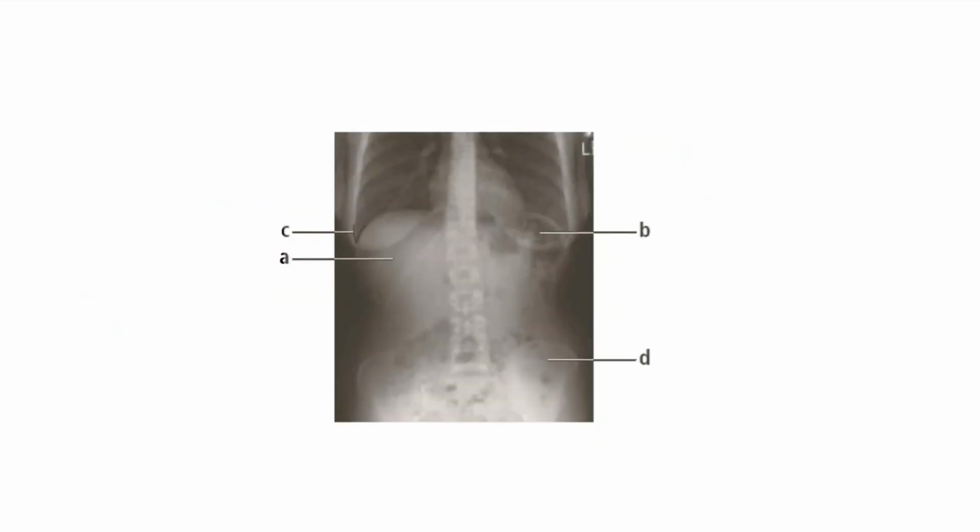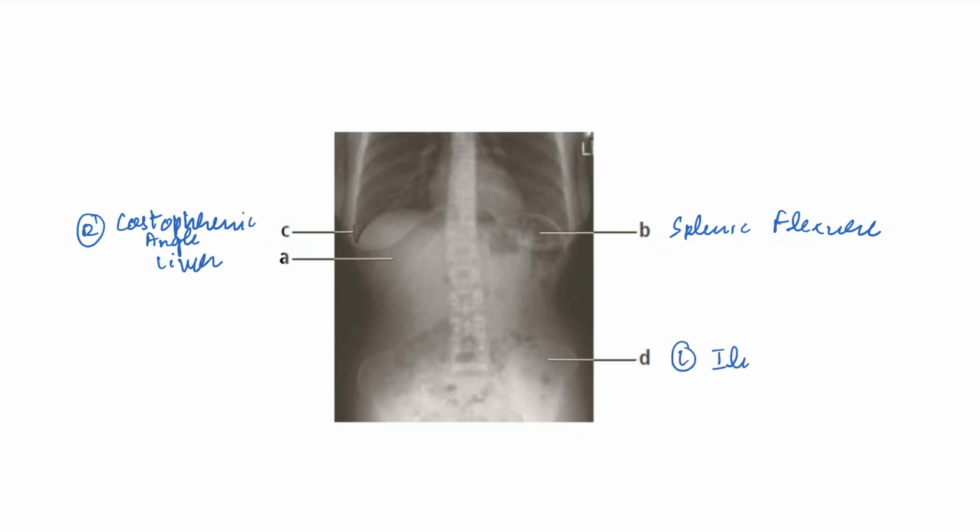Now let us mark the structures in this X-ray. A is liver, B is splenic flexure of colon. What is C? As discussed earlier, C is a right costophrenic angle. D is left iliac crest.